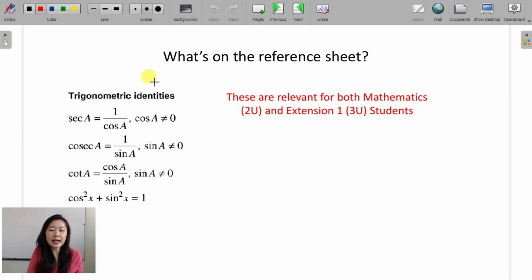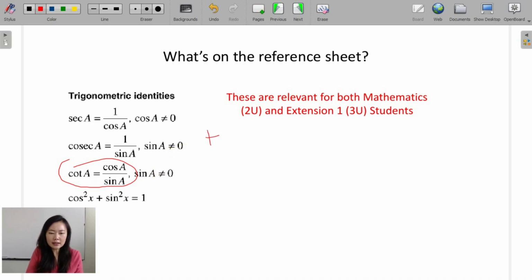You can see that it's got basically the bare minimum when it comes to the identities relevant to our 2-unit students here. So you've got sec, cosec and cot. Basically, these are just the reciprocal ratios. It's interesting that they've actually quoted this. I only just looked at the reference sheet carefully today. They only have cot as cos A on sine A. They don't give you the tan, which is kind of interesting. So I just want to point that out.